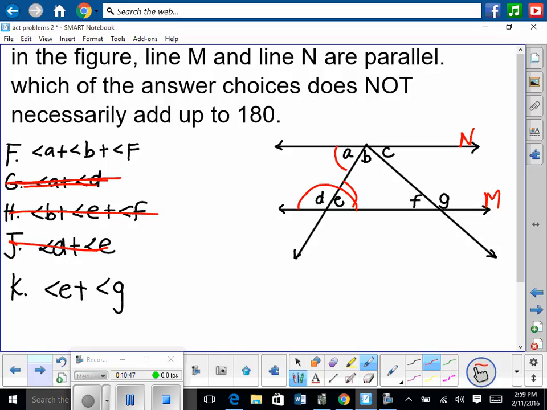Angle E and G. Do E and G add up to 180? G and E are the same. Not necessarily, no. A lot of students will assume that because they'll look at these as parallel lines, but they're not parallel. So we can't assume that, but let's think through this one.